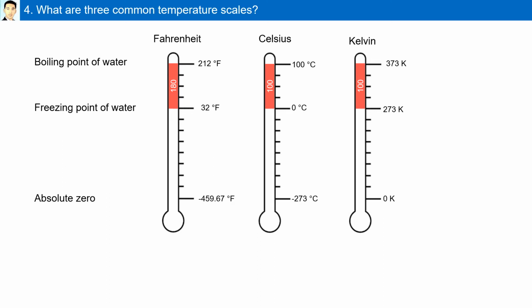Absolute zero is about negative 460 degrees Fahrenheit, negative 273 degrees Celsius, and 0 kelvins. Absolute zero is when all molecular motion stops, and this happens at 0 kelvins.